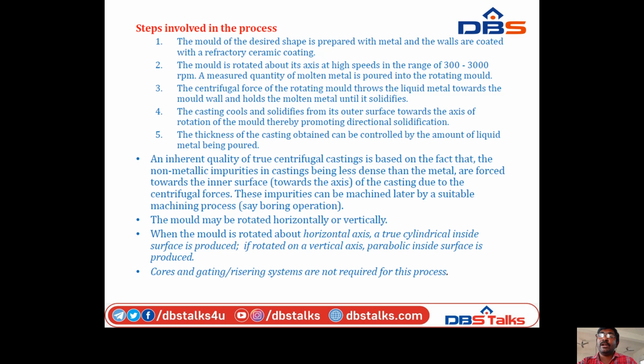The mold may be rotated horizontally or vertically. When the mold is rotated about a horizontal axis, a true cylindrical inside surface is produced. If rotated about the vertical axis, a parabolic inside surface is produced. Gating and risering systems are not required for this process.